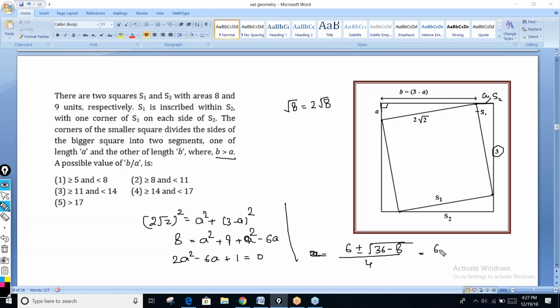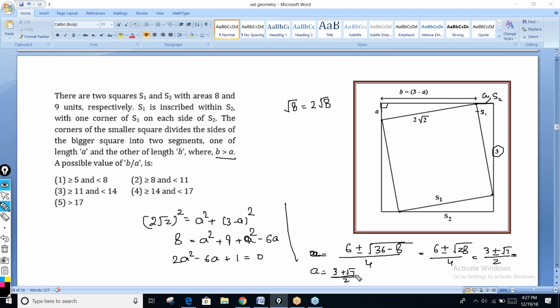So the answer comes out to be 6 plus minus root 28 upon 4. I can cancel out 2, which is 3 plus minus root 7 upon 2. Obviously it cannot be negative. No, it cannot be, a cannot be. There are two values, 3 plus root 7 upon 2.